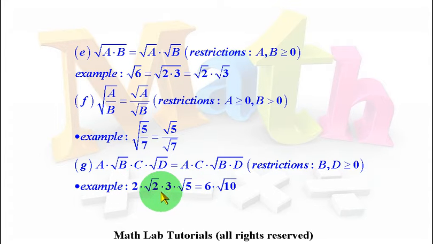And what you do is multiply the good guys together. You get 2 times 3, which is 6, and then 2 times 5, which is 10, but it's also in jail. So those are the basic laws of radicals.